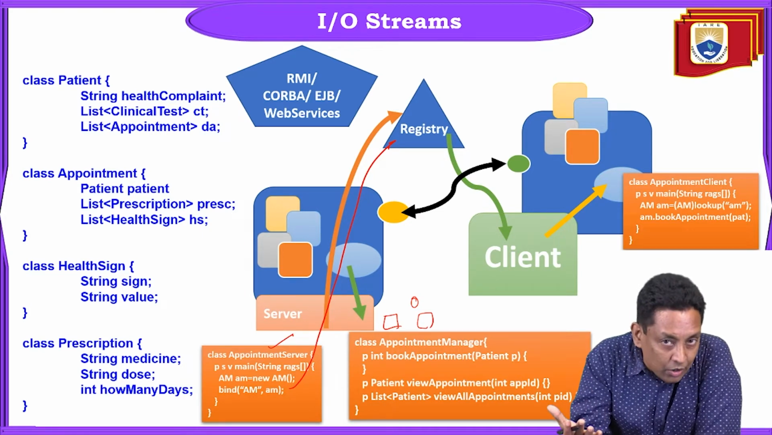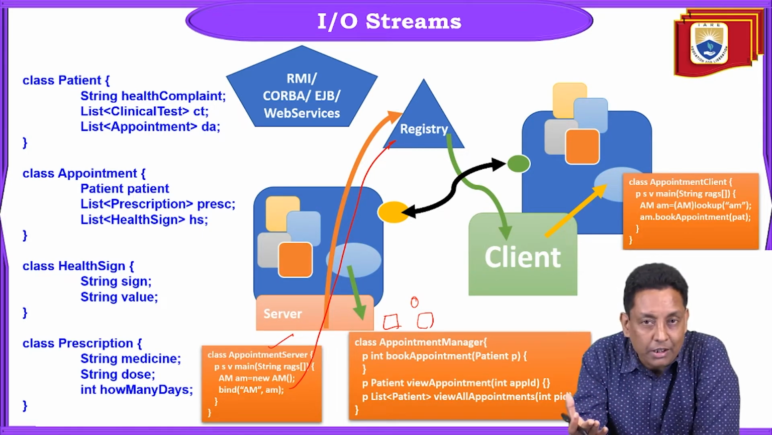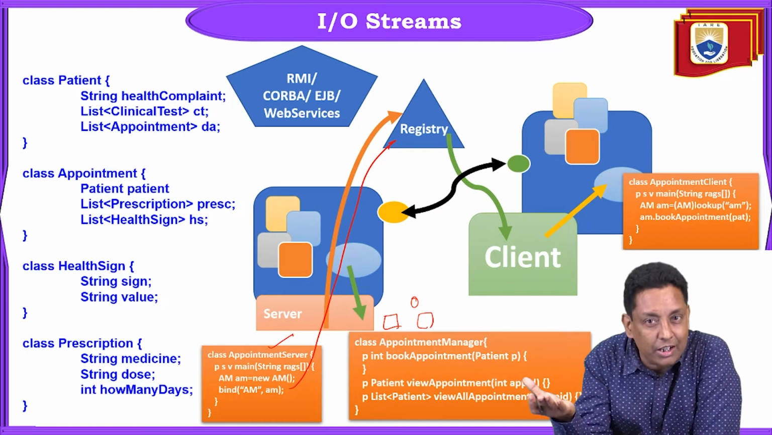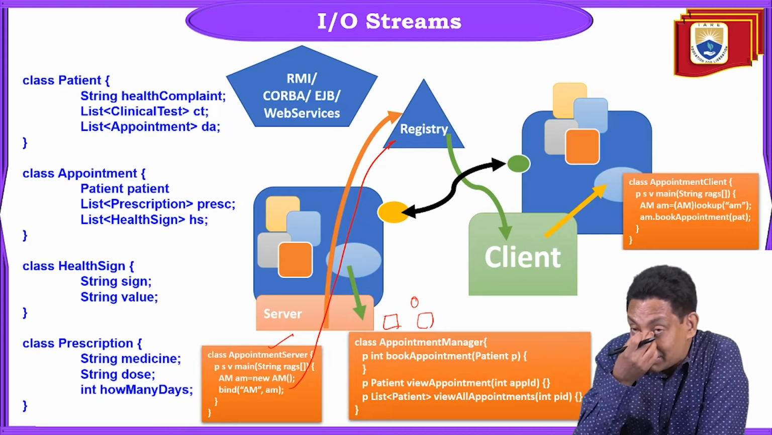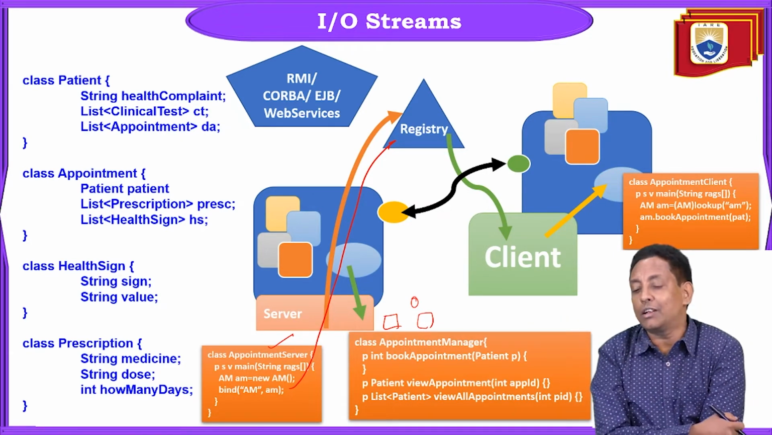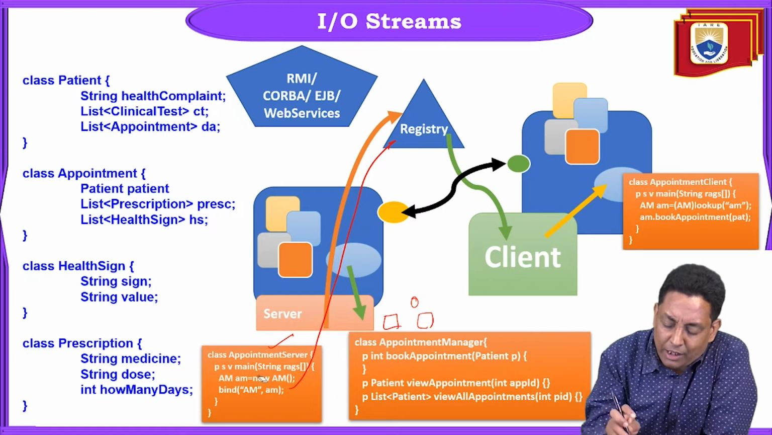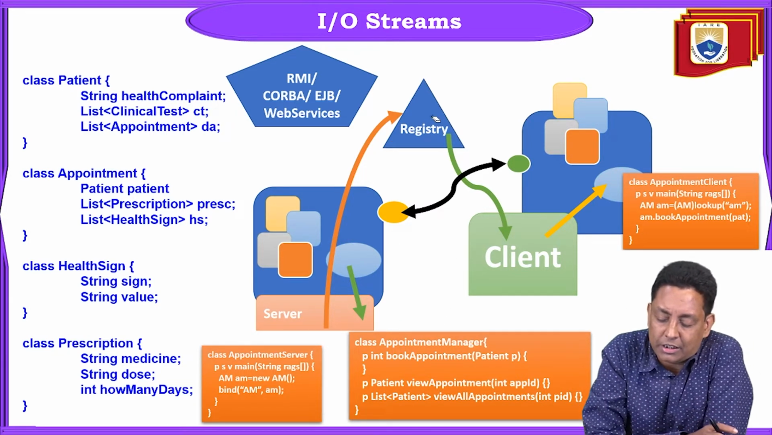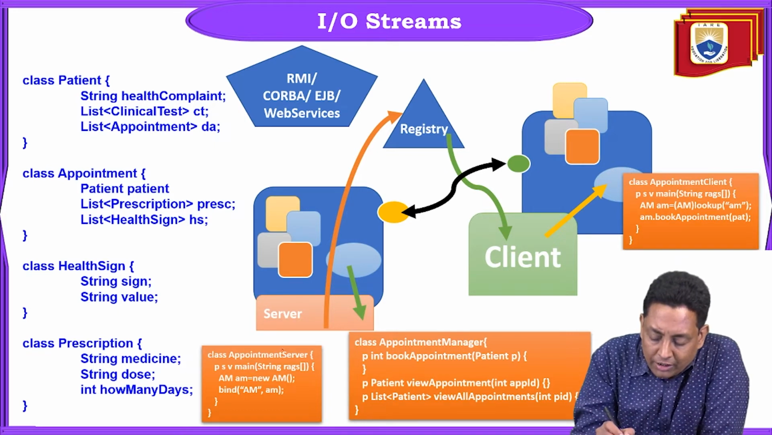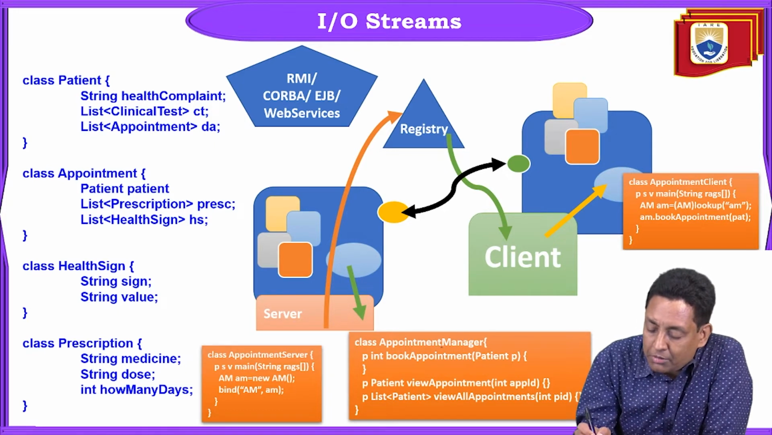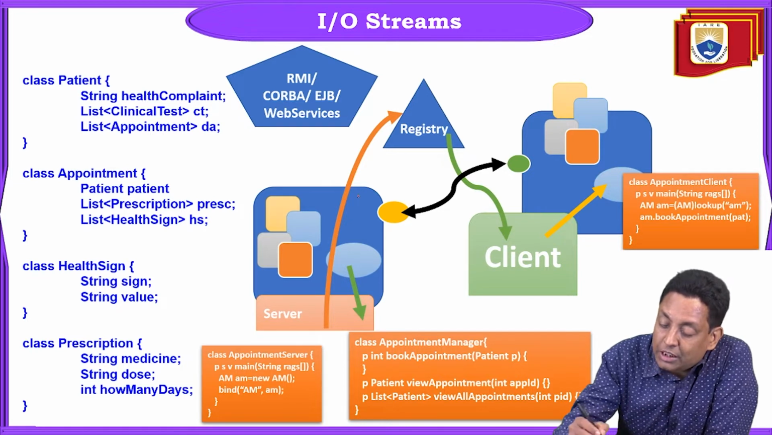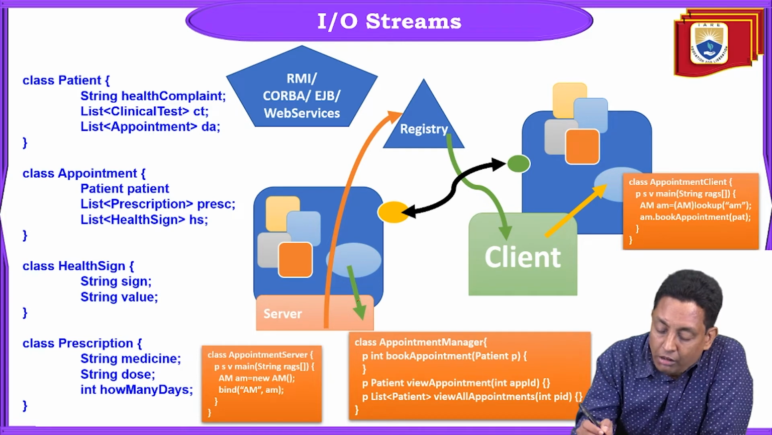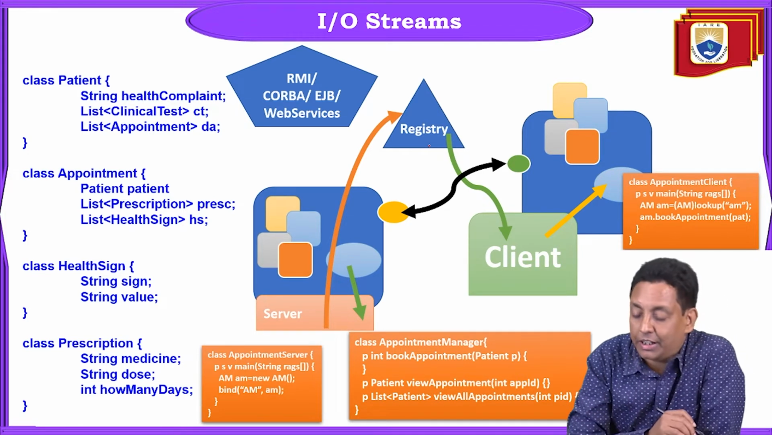In CORBA, we use the IIOP registry. In EJB with WebLogic, we use the T3 registry. In a Windows networking environment, Active Directory service registers all the nodes that exist in the network. So every distributed or client-server application development uses a registry like this. Here the appointment server creates the appointment manager class object, and this remote object is first registered into the naming registry.